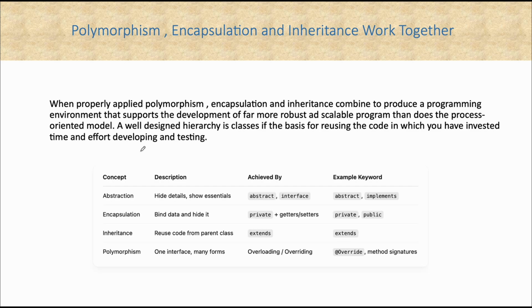Look at this table. First of all, abstraction. What it does: it hides the implementation details and shows essentials only. Achieved by abstract and interface. Encapsulation: it binds data and hides it. And how is it achieved? By using private and getters and setters. Inheritance: reuse of code from the parent class by using the extends keyword. Polymorphism: one interface, many forms. And how is it achieved? Overloading, or you can say compile time polymorphism, and overriding, or you can say runtime polymorphism.